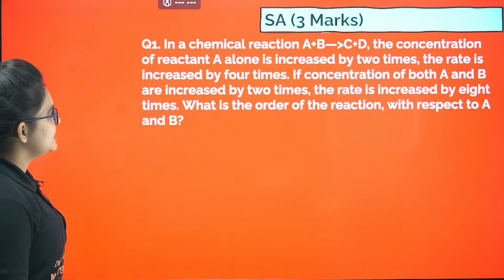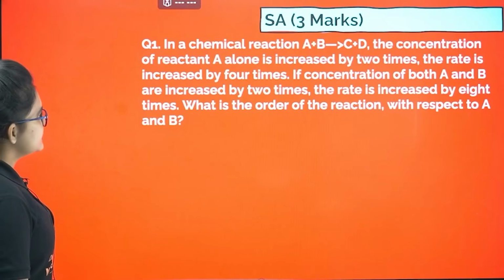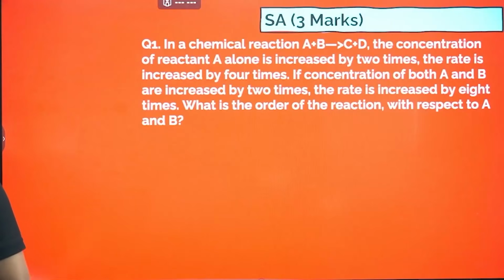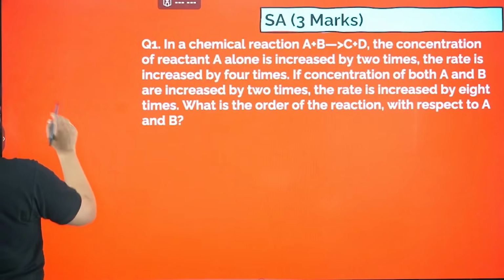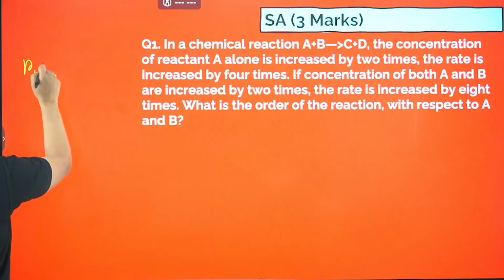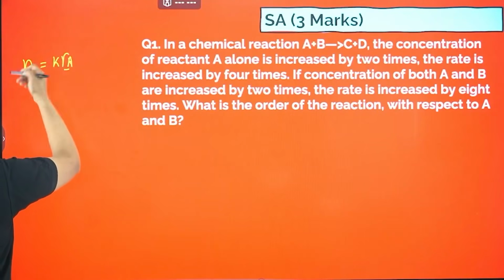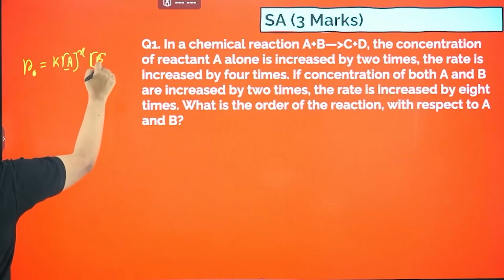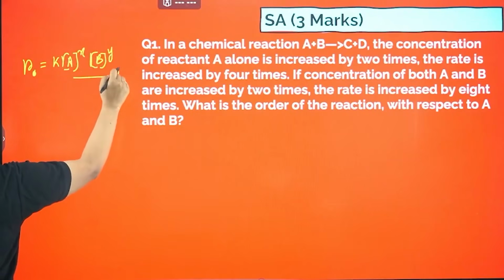In a chemical reaction, A plus B gives C plus D. The concentration of the reactant A alone is increased by 2 times, the rate is increased by 4 times. One by one we are going to write. Here also you have to develop the equation. So let's say R1 is equals to K into A power X into B power Y. This is your equation number 1.